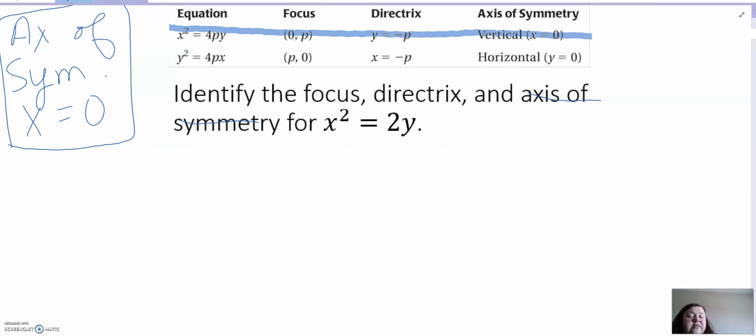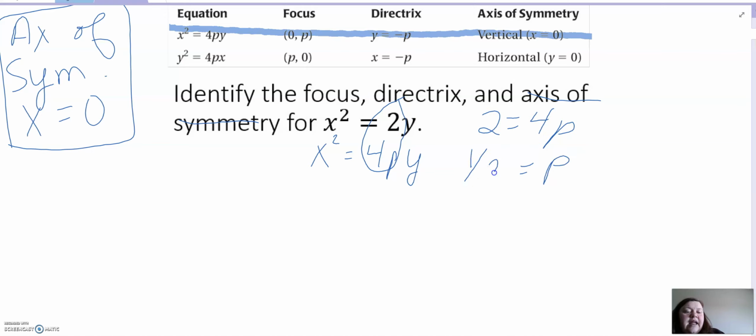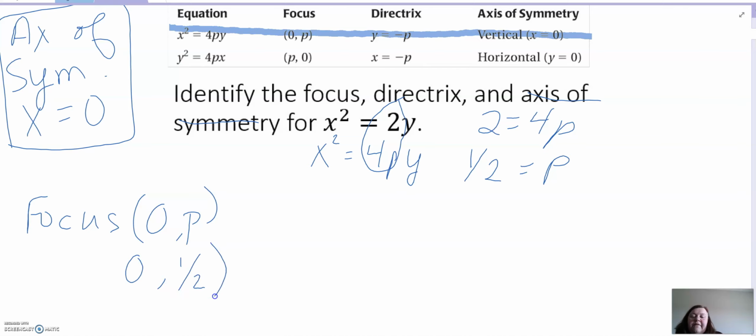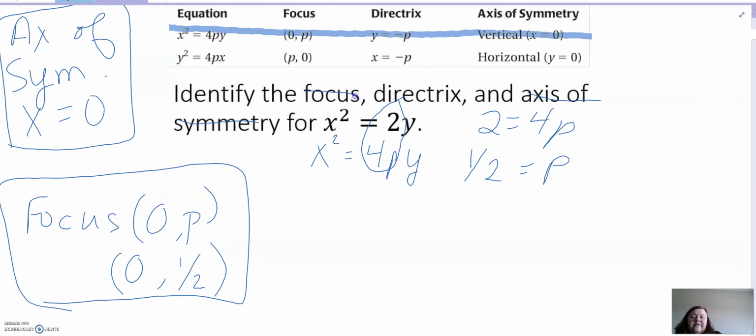Now for our focus and directrix, once again, I need to know what p equals. So I'm going to write my x squared equals 4py underneath it. And notice that the x squareds match up, the y's match up. So that means 2 has to equal 4p. So if that's the case, p is going to be 1/2 since we divide by 4. Okay, so for our focus, this time since it's x squared, it's 0 comma p, since our y doesn't have the exponent. So we have 0 comma 1/2. So our focus is found.